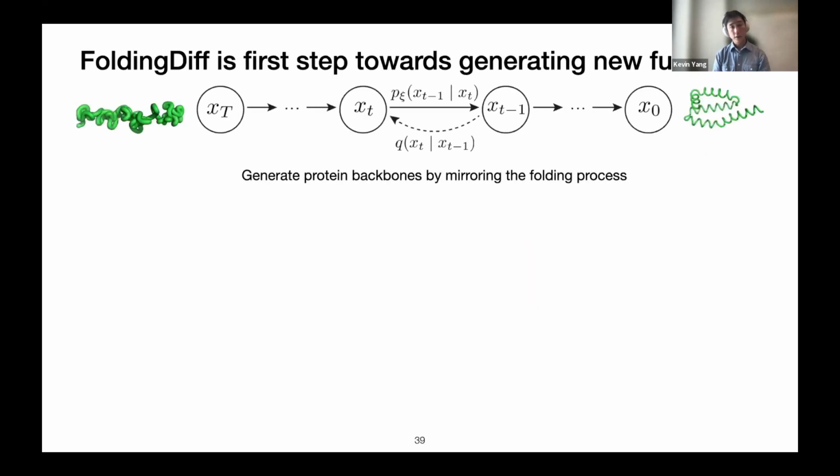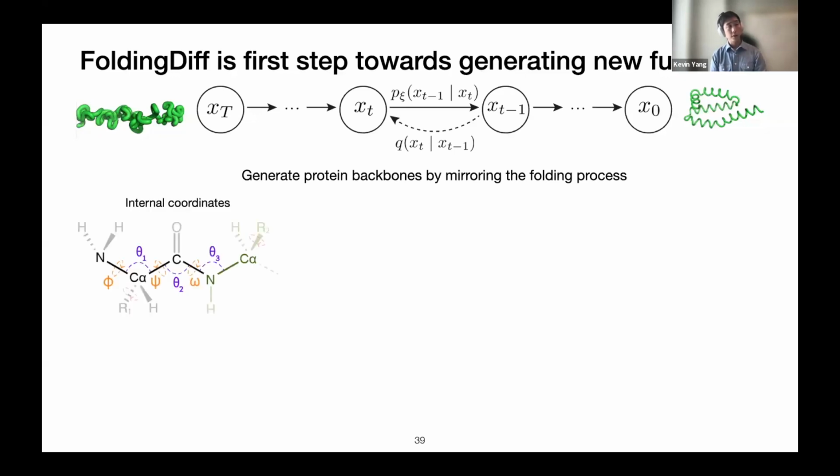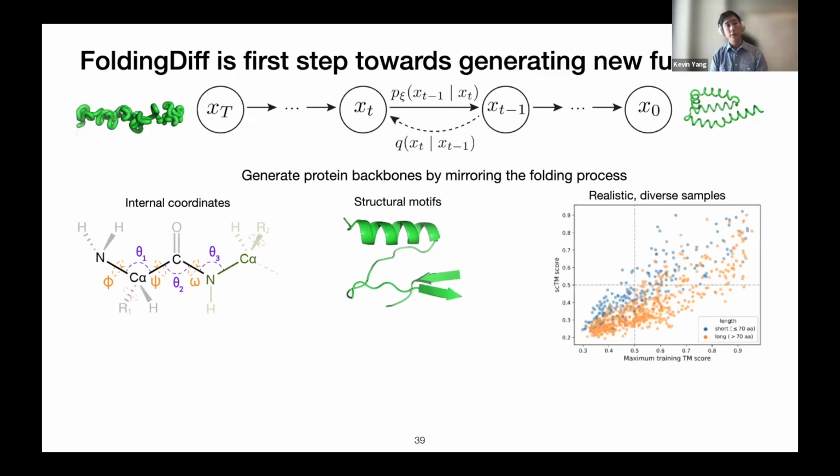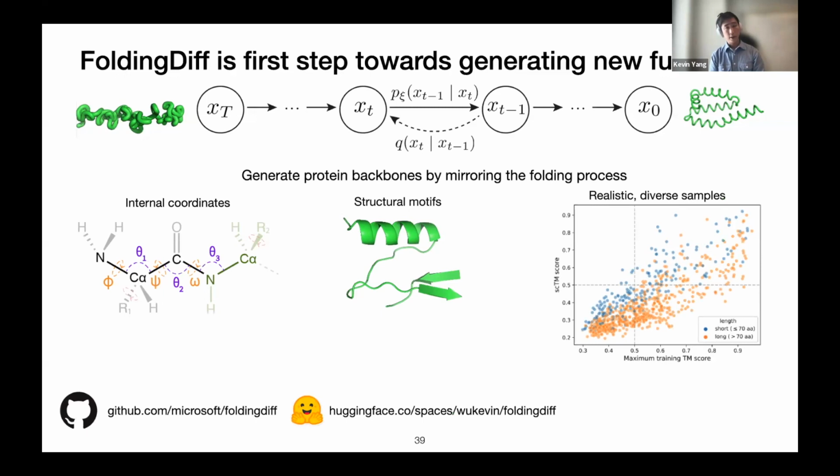And so FoldingDiff is a first step towards generating new functions. We generate protein backbones by mirroring the folding process. We use this internal angle formulation. We can successfully generate structural motifs and realistic, diverse samples. The code is available on both GitHub and Hugging Face, and it might eventually be in BioNeMo from NVIDIA.